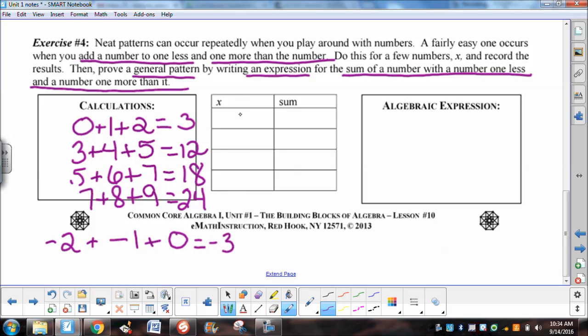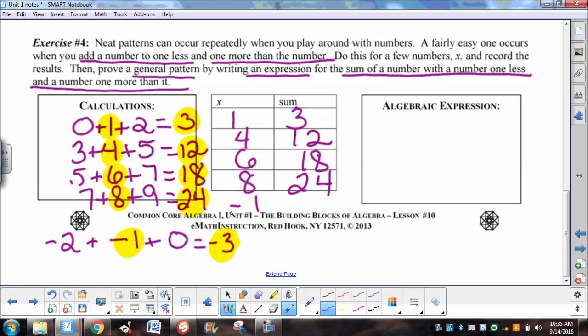So let's go over here and fill in this little chart. What you're going to be focusing on is the number we started with and its sum, and we're going to look for a pattern. What type of pattern are you seeing from the number we start with to its sum? We started with 1 and our sum was 3. We started with 4 and our sum was 12. We started with 6 and our sum was 18. We started with 8 and our sum was 24. We could add that one in, -1, and our sum was -3.